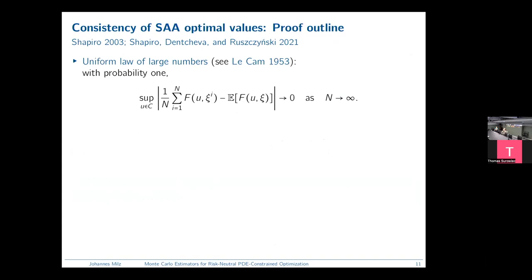So the main step is the uniform law of large numbers. It's like a law of large numbers, but in the uniform law of large numbers, we are allowed to take a sup over U and C. So in the law of large numbers, you would just have a fixed U, and then you would have a statement that this sample average converges to the true expected value. And the uniform law of large numbers gives you a uniform statement, but it's important that this set C is a compact one. And then we assumed that the true problem solution set is contained in this compact set.